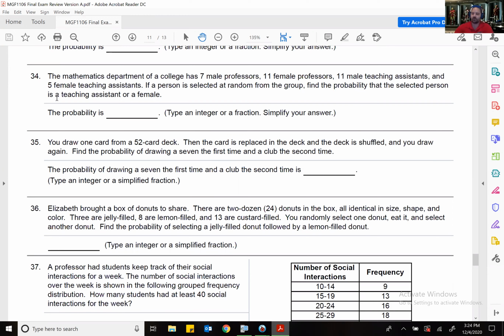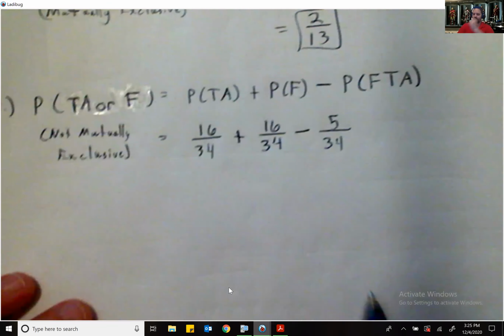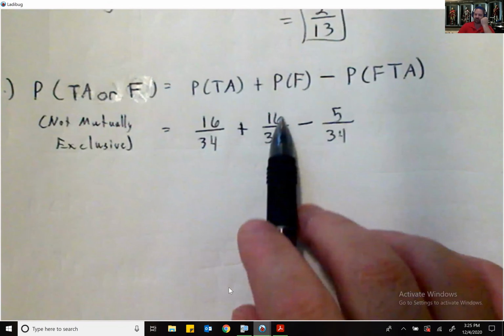All right. So we're going to add that together with the probability of female. How many females are there? 16 also. Out of 34. Now we're going to subtract off, how many female teaching assistants are there? 5 out of 34. So this is what we're looking at: 16 out of 34 plus 16 out of 34 minus 5 out of 34.